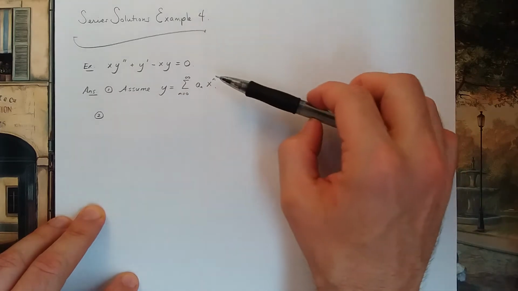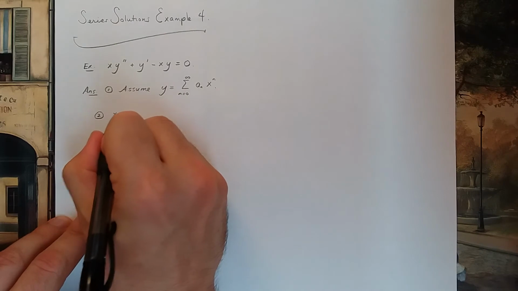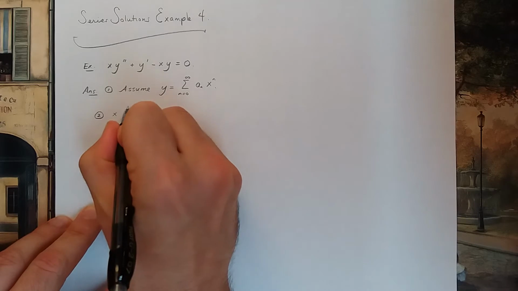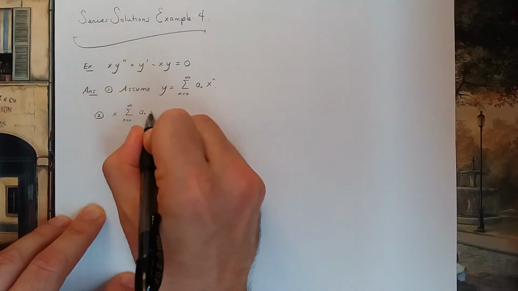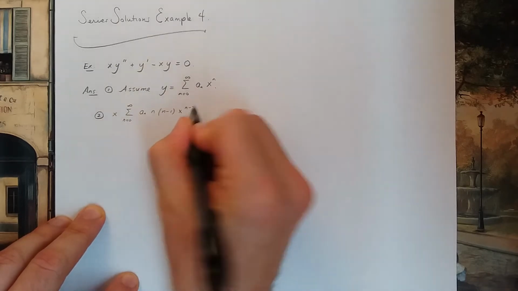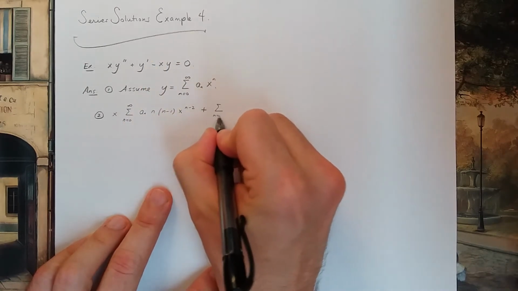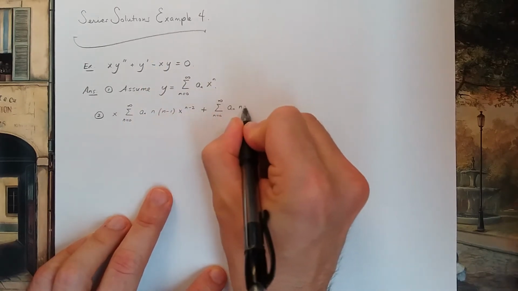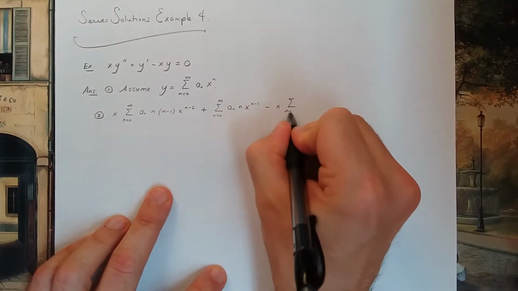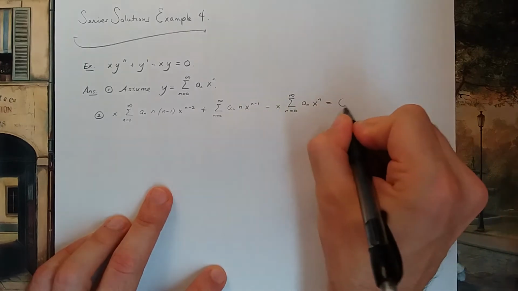We've seen in the past couple of examples how to take derivatives and second derivatives, so I'm just going to plug that in now. I have x times the second derivative, which is the sum from 0 to infinity of a_n times n(n minus 1) x to the n minus 2. The derivative is the sum from 0 to infinity of n a_n x to the n minus 1. And the sum itself is the sum from 0 to infinity of a_n x to the n. All of that should equal 0.